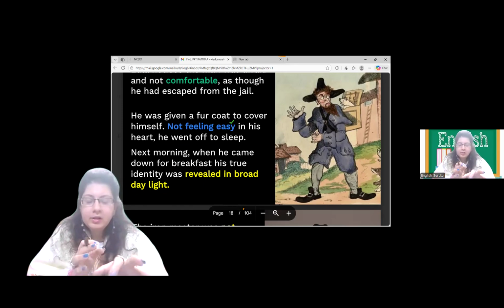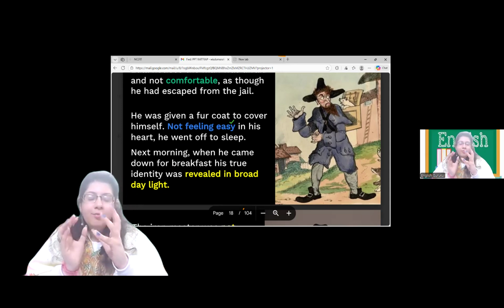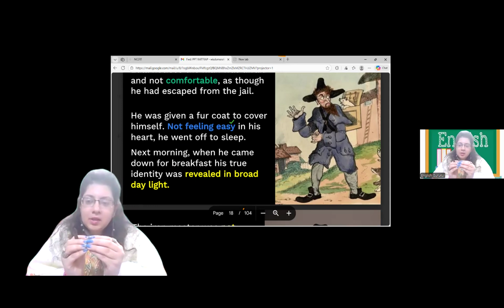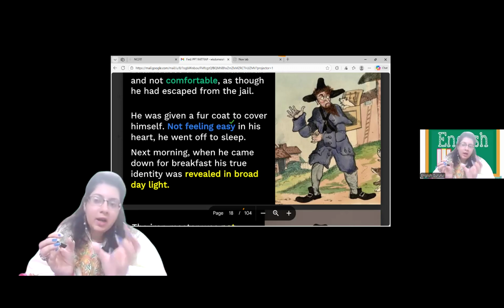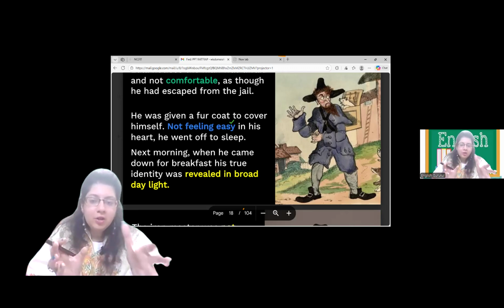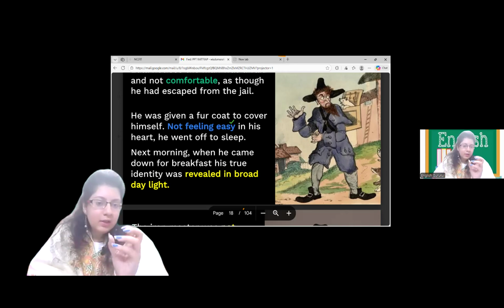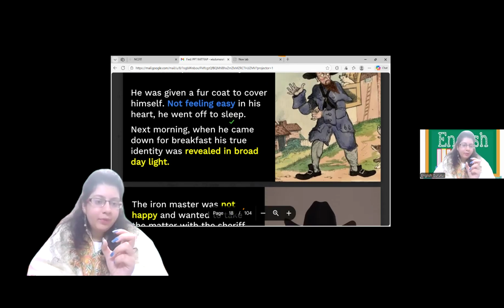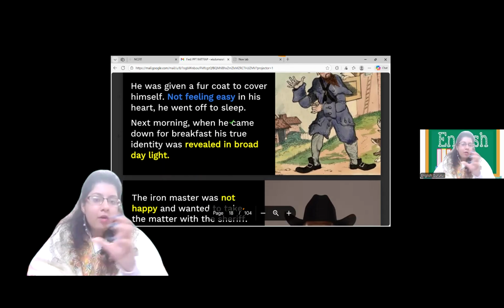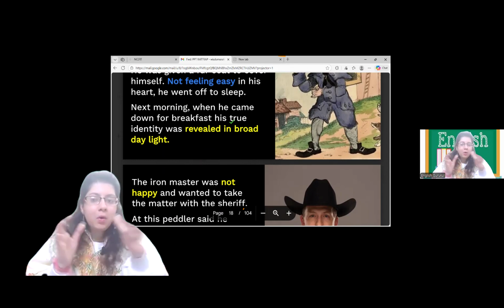Now, can you imagine a person who did not have enough means to make ends meet, also by stealing, by being a thief and a rat trap seller, to now having a fur coat? Can you imagine the difference in the two worlds that we get to see? Now, not feeling easy in his heart, he went off to sleep. Next morning, when he came down for breakfast, his true identity was revealed in broad daylight.